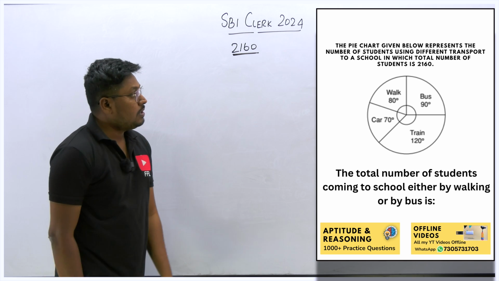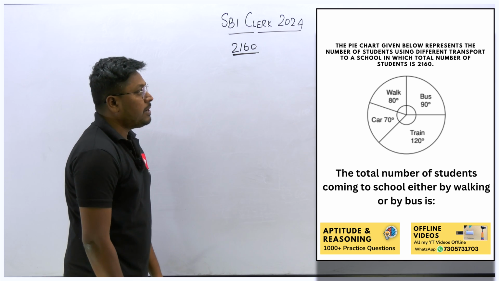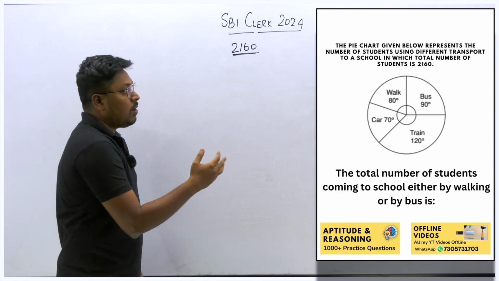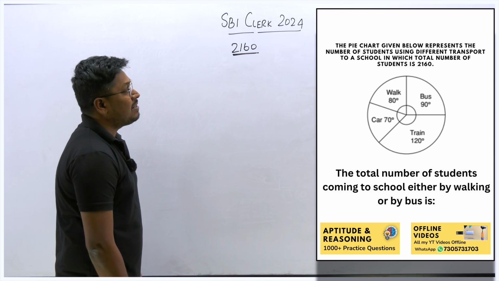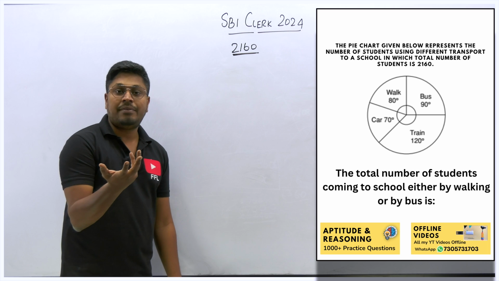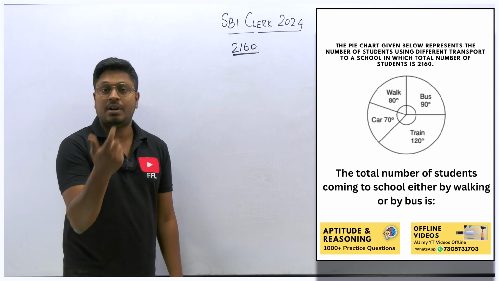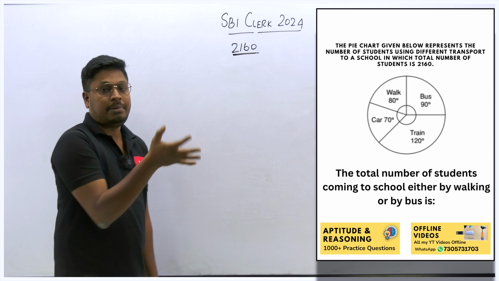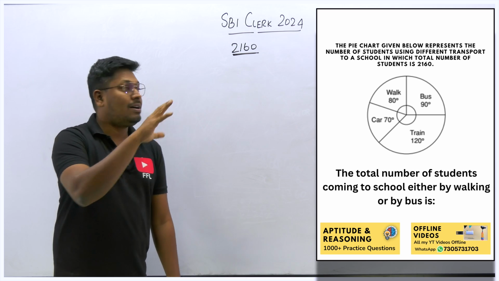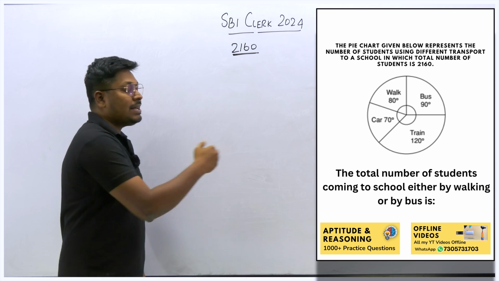Question number 3. The total number of students coming to school either by walking or by bus. So our target is to find the total number of students coming either, which means we have to take both, whereas neither means you should not take both, right? But here our target is to find either walking or by bus. So we need to find how many people are going by walking as well as by bus.